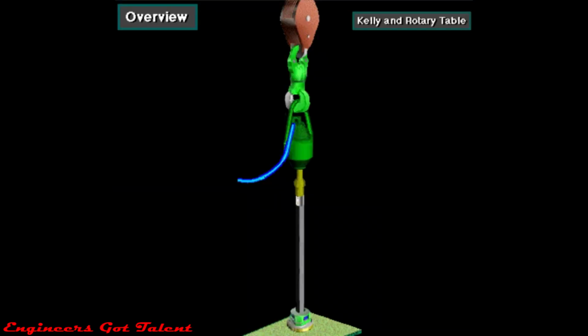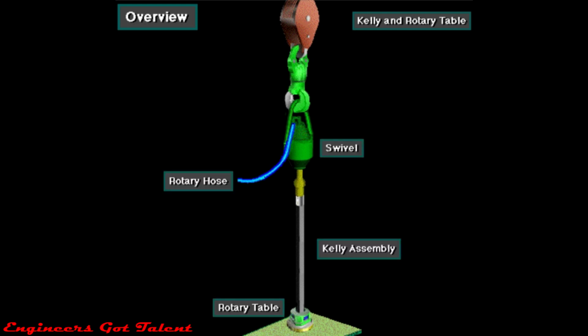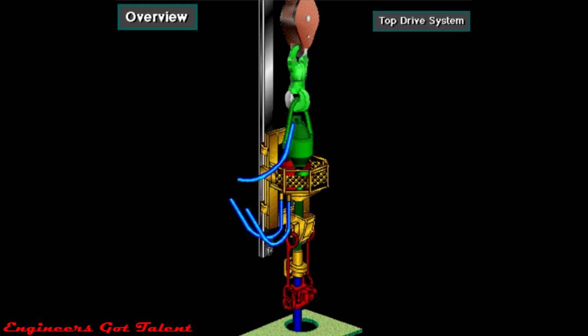Some rigs use a Kelly and rotary table to rotate the drill string and bit. This system consists of the swivel and rotary hose, the Kelly assembly, and the rotary table. Some rigs use a top drive system to rotate the drill string and bit.